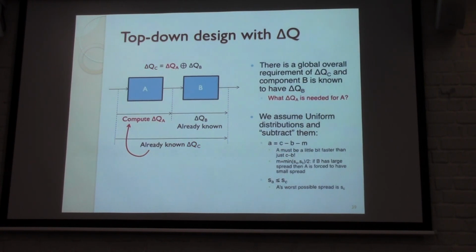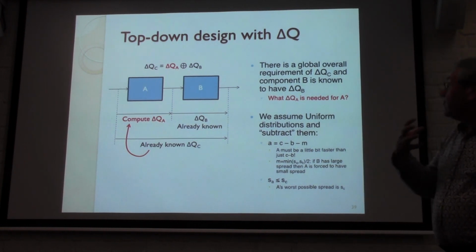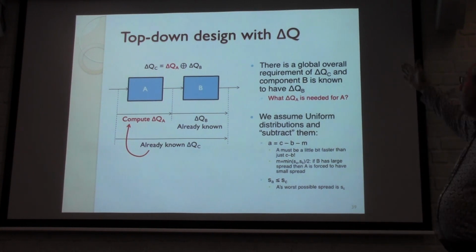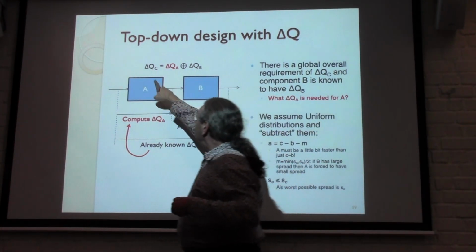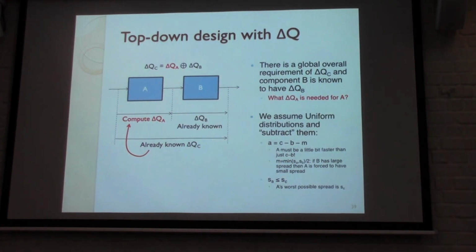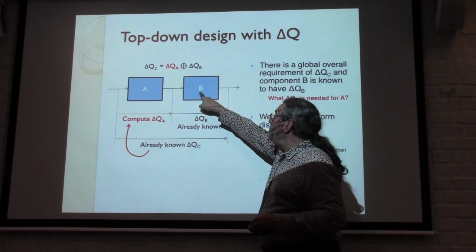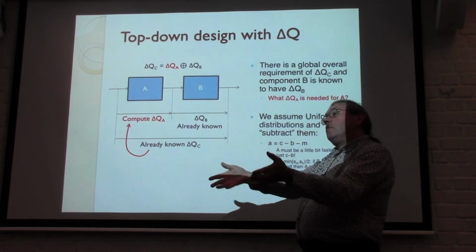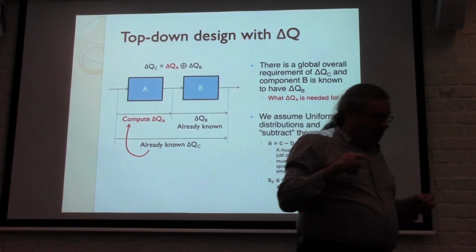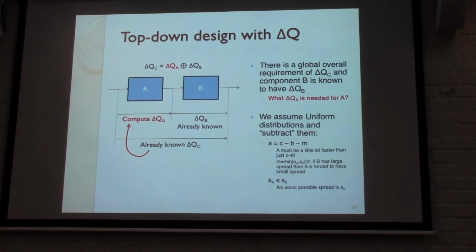Now, this is actually a really interesting way of using this computation. Let's say I know the overall requirement. So I know how this whole system has to behave. I know what the whole system should do. Okay? And I know B. Maybe B is already fixed, somebody bought it. So what is A then? We have to figure out what is the requirement on A.